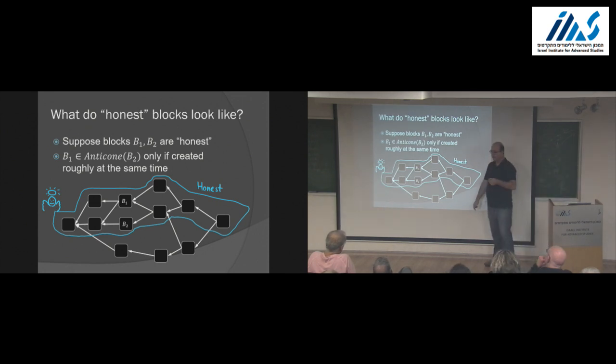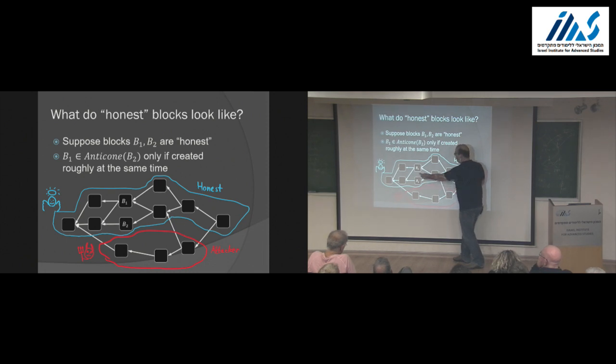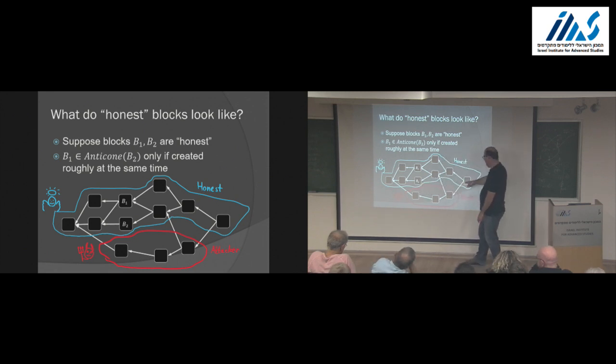Either they don't point to the most recent blocks, or they don't publish their blocks as fast as possible. They deviate from the protocol. So if you look at them, they don't necessarily have, but they might have a large anticone. So if you look at this block, it points to here, and it is only discovered by that block here, eventually. So all of these are in its anticone, right? It has a large anticone.